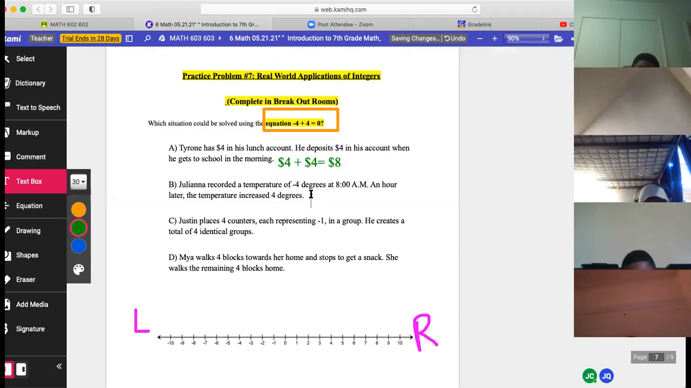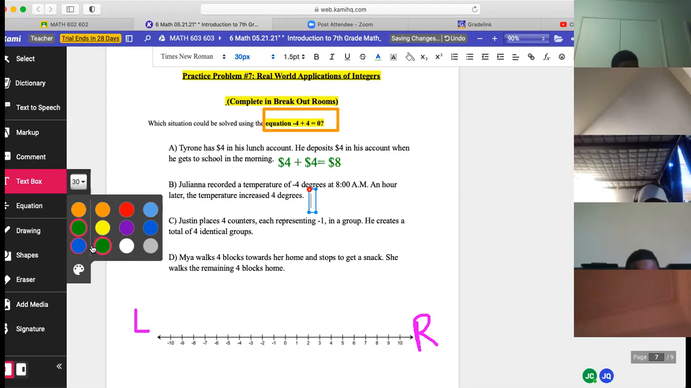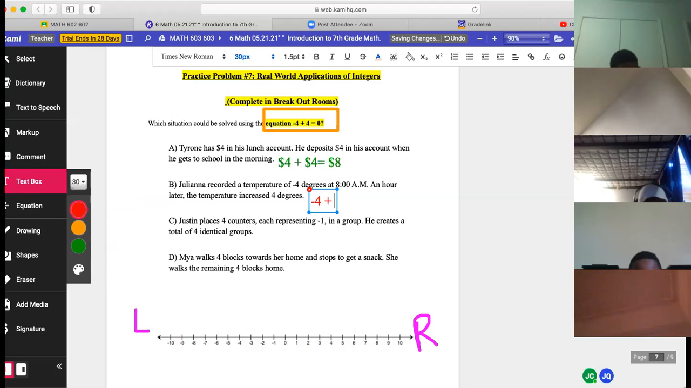Okay, so let's write the number sentence. Good. Read me letter B. We're going to read it, and then we're going to write the math sentence, and then you tell me what you think, okay? You're doing awesome. Read B. Okay, so B. Juliana recorded a temperature of -4 degrees at 8 a.m. An hour later, the temperature increased 4 degrees.